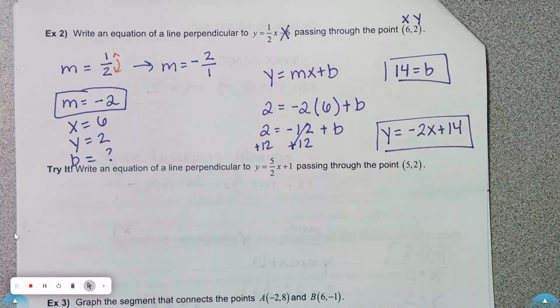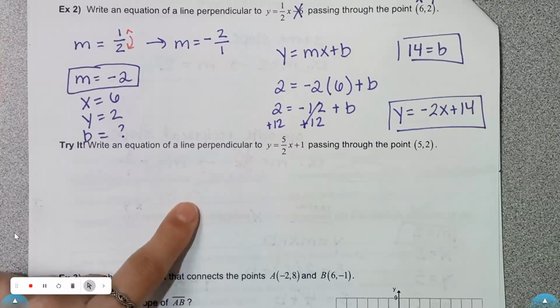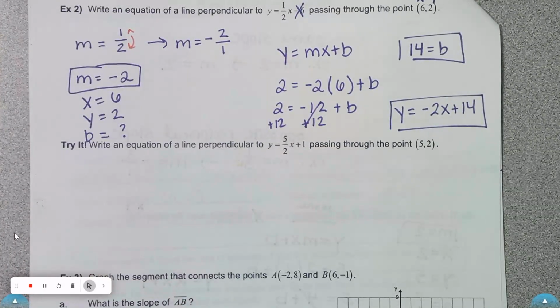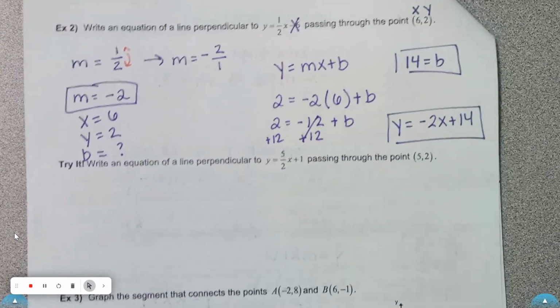All right, so just like we did for the parallel one on the previous page, I want you to pause it so you could try this one on your own. And then you'll come back so that I can show you the correct answers.